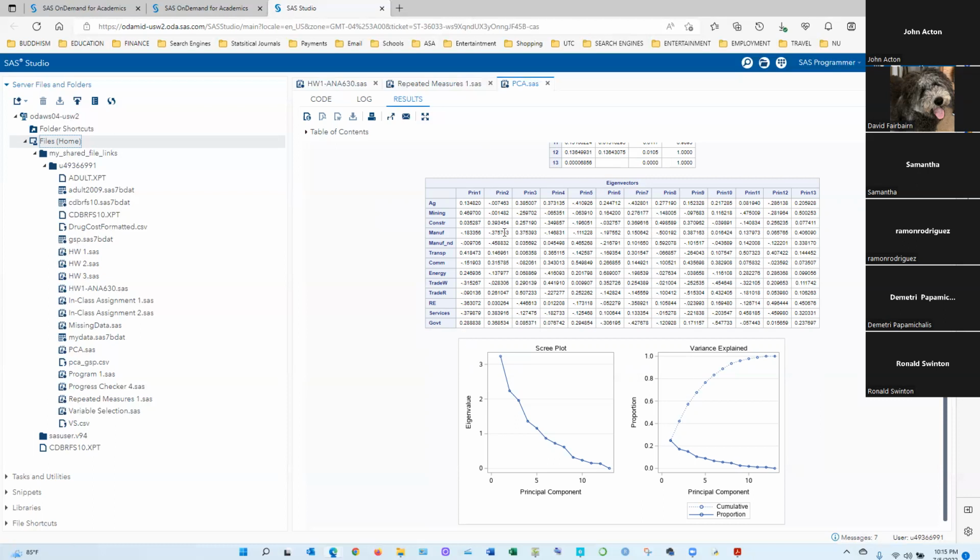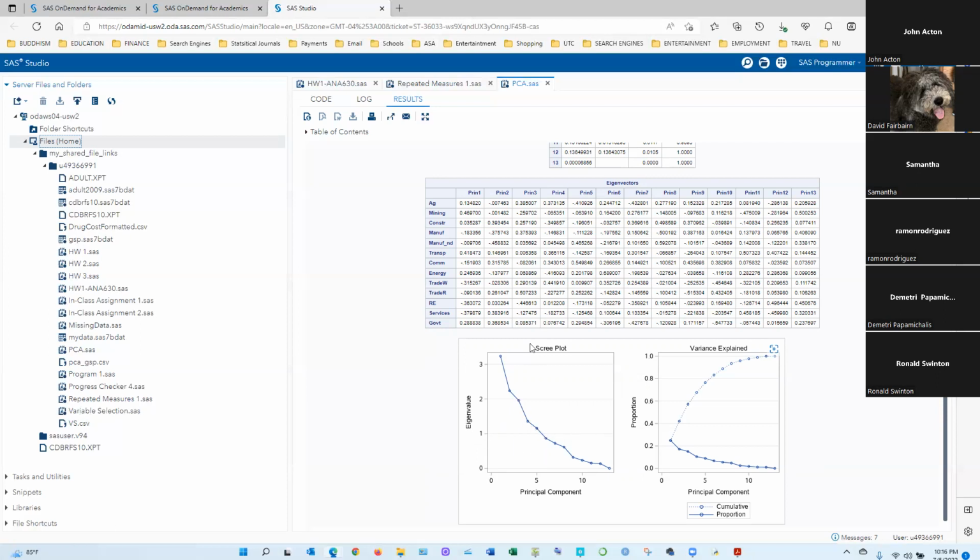Now we have a question: how many to be kept? If you want, you can keep the principal components whose eigenvalues are more than 1. Using this scree plot, 1, 2, 3, 4, 5. A scree plot is a graph of the eigenvalue versus the number of principal components. So this is one of the criteria.